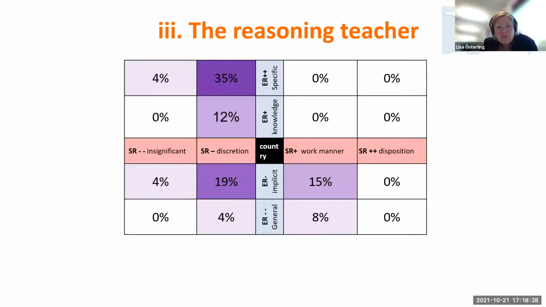And now we ask you to think about this one. This is our third image, and we ask you to think about, what do you make of this pattern? You can see where it is deeply purple, where a lot of codes are found, and where no codes are found, and what is typical of the reasoning teacher?